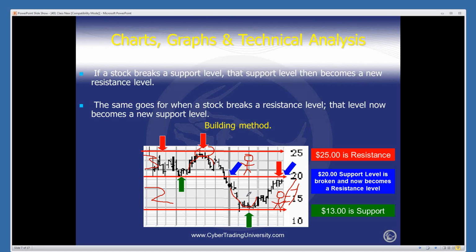What makes support and resistance levels is buying and selling. But where I'm getting with this is: you see that support level right there? When you break a support level, that support level becomes a new resistance level. And how do we do this? What we need to do is always draw a trend line. The trend line is your best friend when it comes to a chart. Always draw a trend line. A lot of people make that mistake.